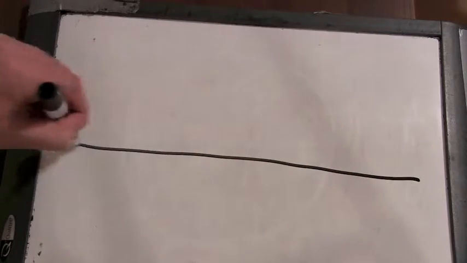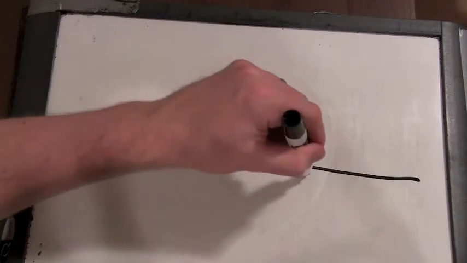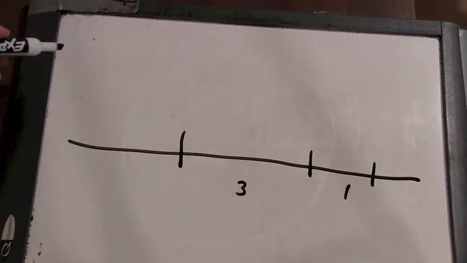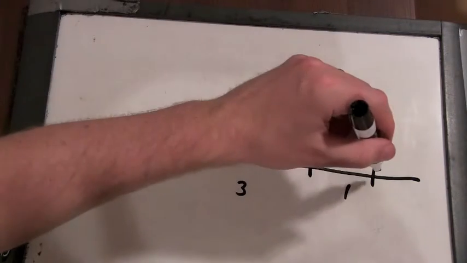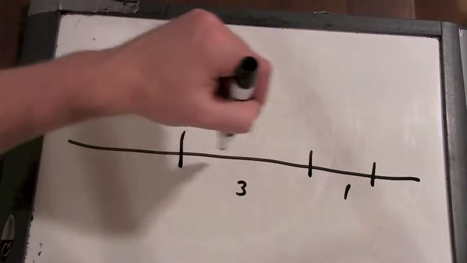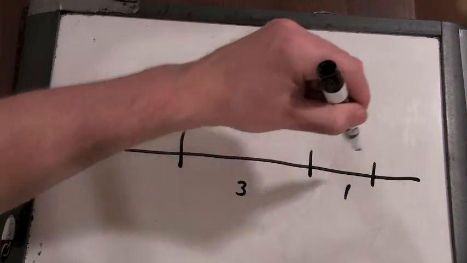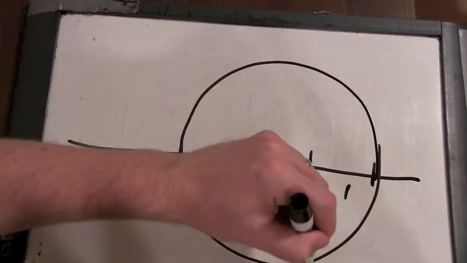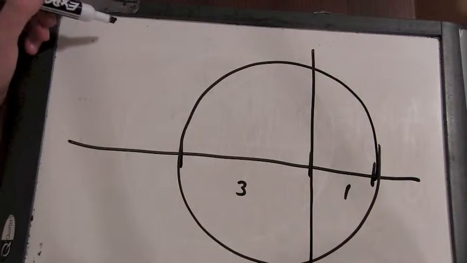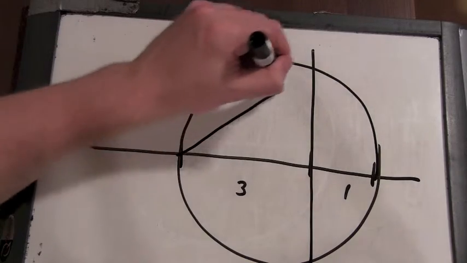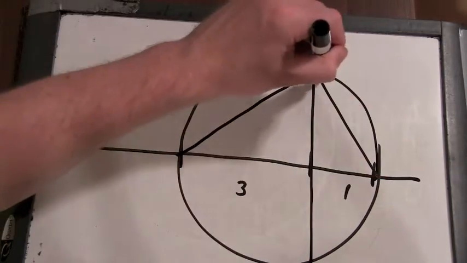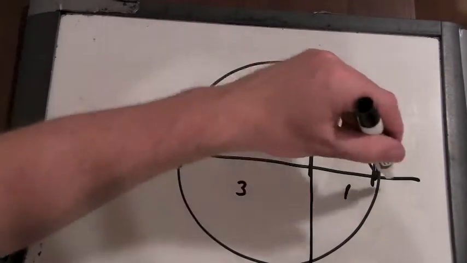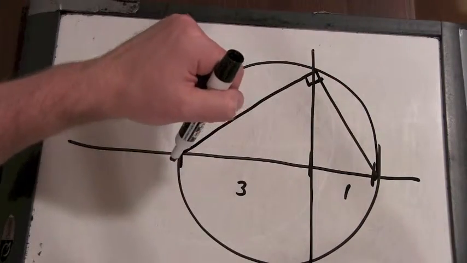Okay. So I can use my straight edge, and if I'm given a length of 3 and a length of 1, now what I can do is draw a circle with a diameter of 4 and a perpendicular that goes up like that. That's a right triangle because the hypotenuse of that triangle is the diameter of the circle.